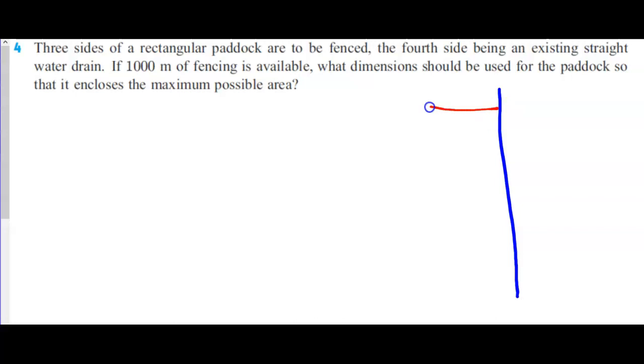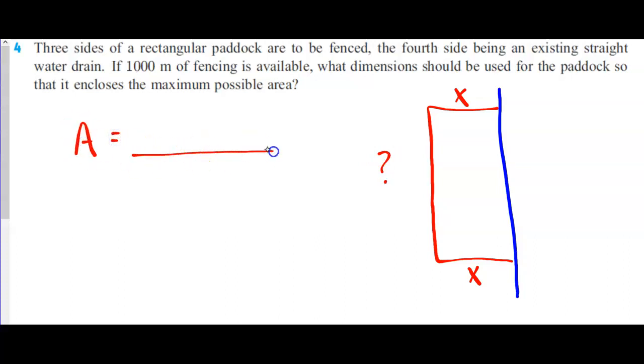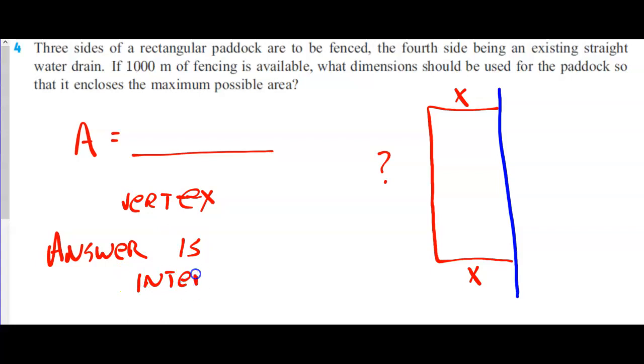You have a rectangular paddock. Okay, I'm going to give you the tough part. I'm going to make this X. Oh, you know what this is then. So the question is, what is that? And then you need to find the area formula and then find the vertex. The answer is interesting. I'll bet you guys could guess what it is, but I think most of you would guess not quite right. It's a pretty cool problem.